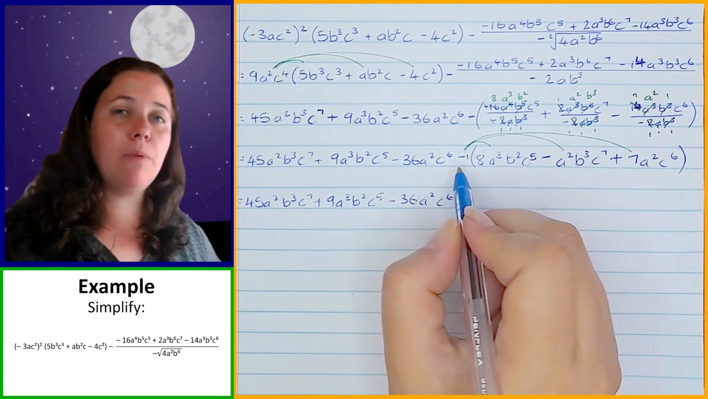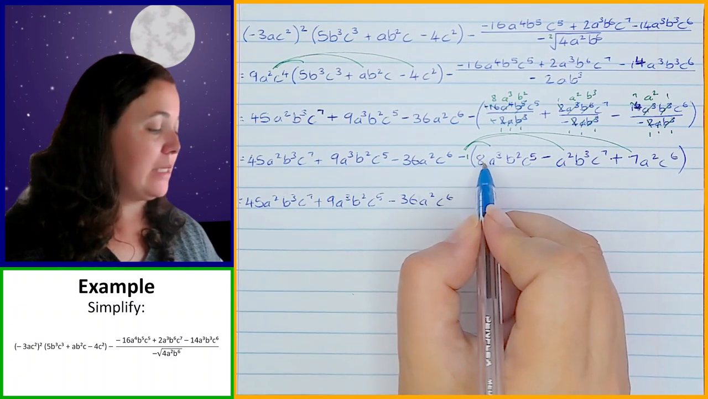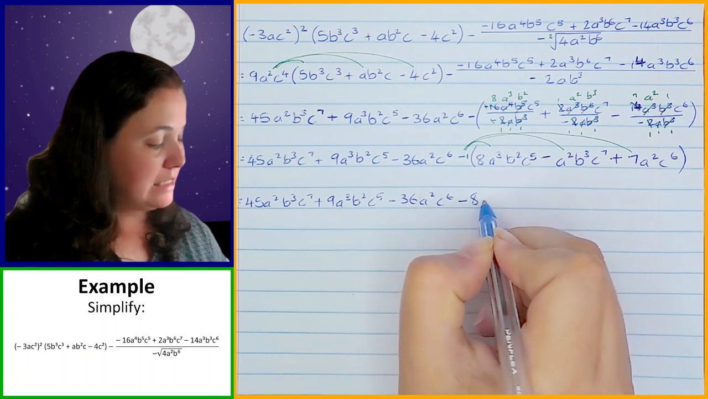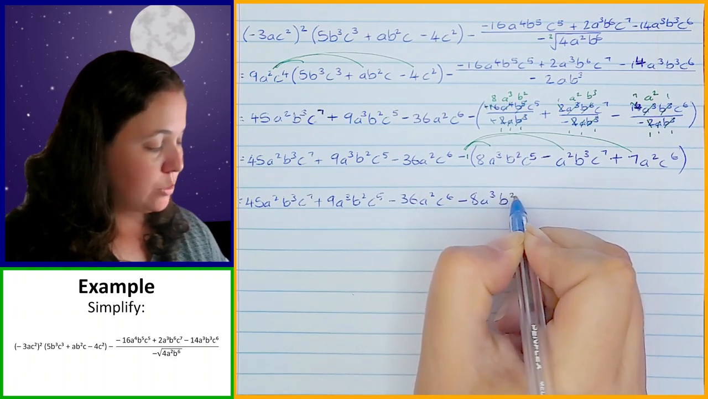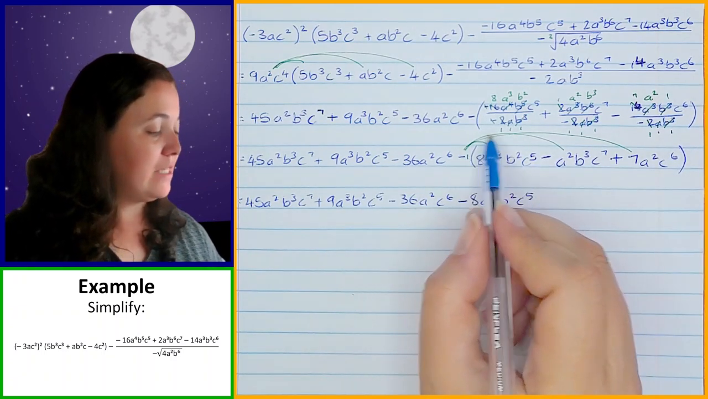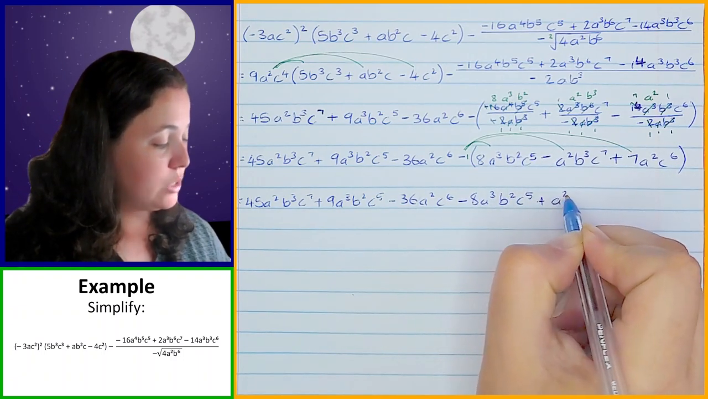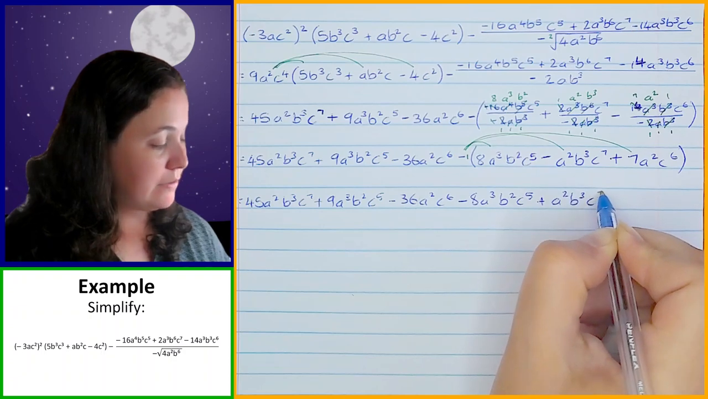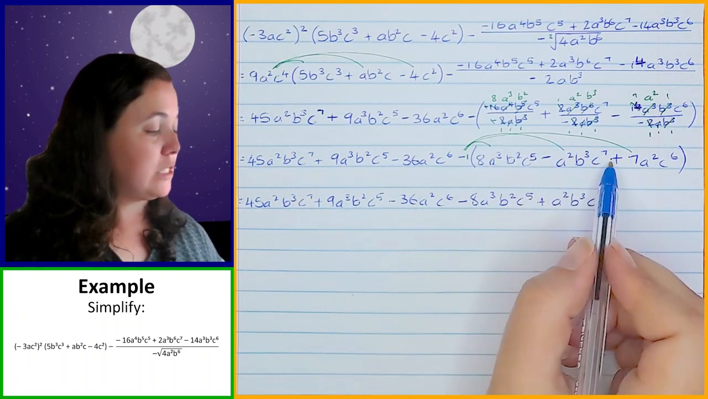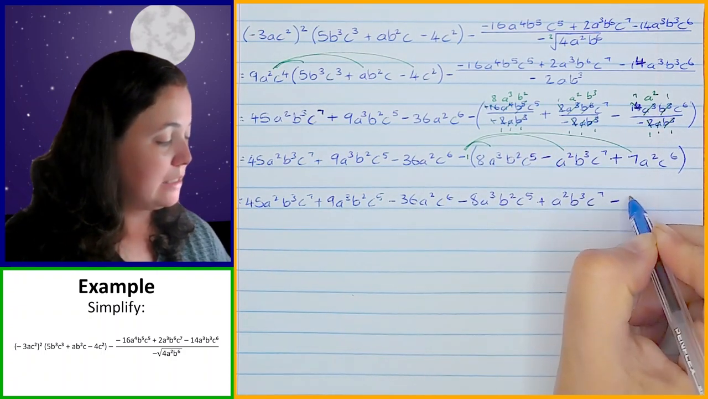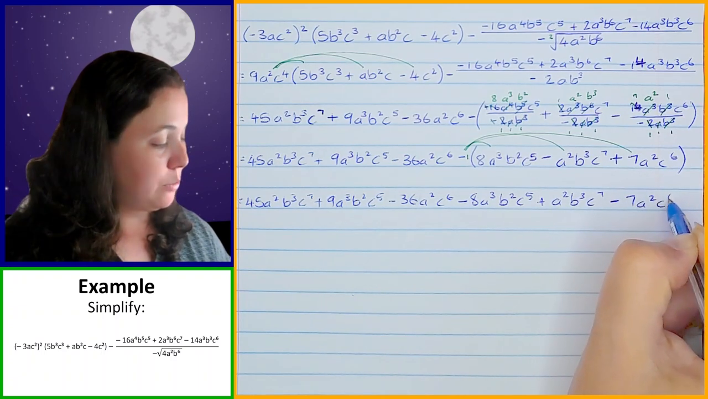And then when I multiply the negative 1 in, this is going to become negative 8 a cubed b squared c to the power of 5. And negative times a negative is positive, so it's going to become plus a squared b cubed c to the power of 7. And then a negative times a positive is negative, so it's going to be minus 7 a squared c to the power of 6.